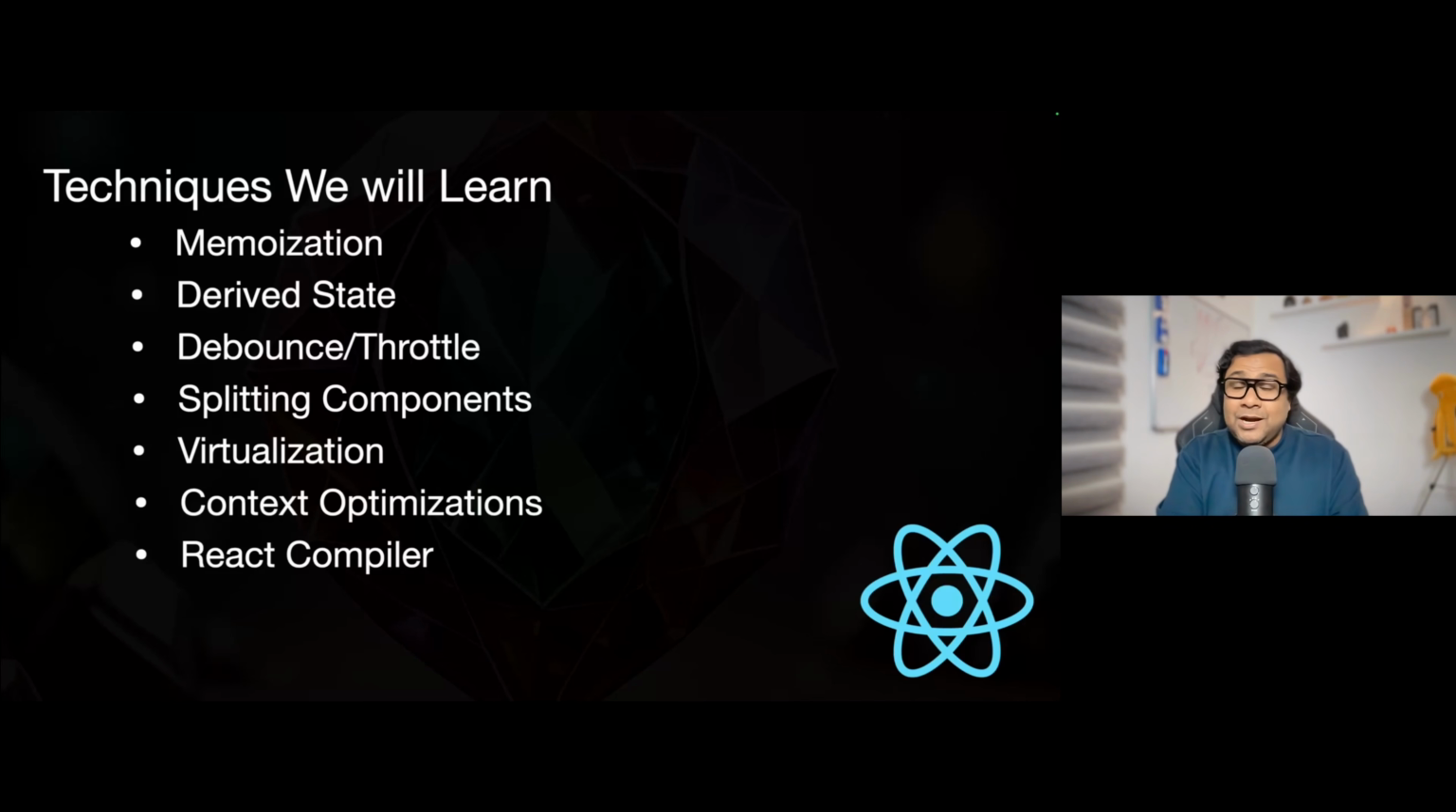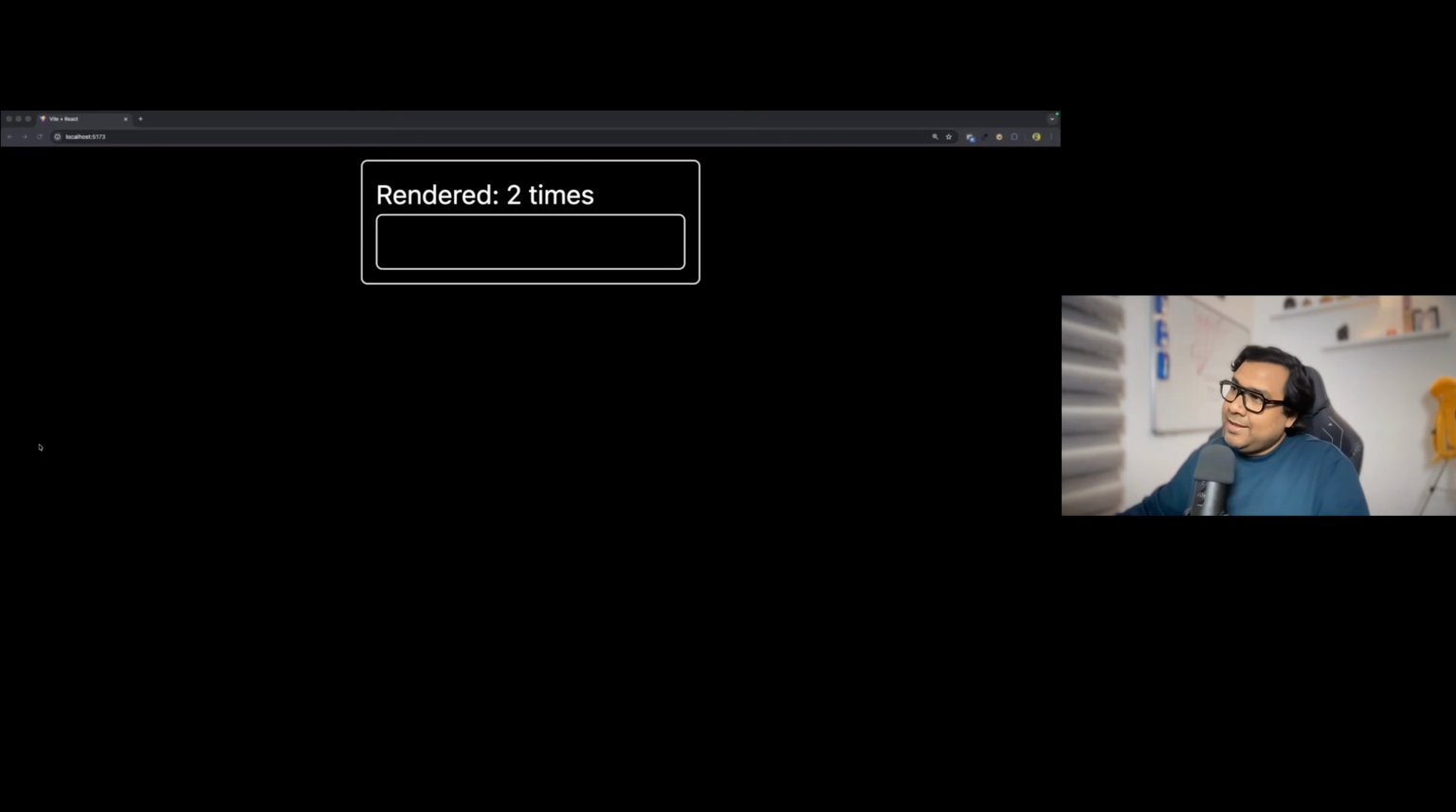Before we start talking about any techniques, it makes a lot of sense to look into re-rendering and take some examples. Here on your screen, you are seeing an application. This application is a combination of a parent component and a child component. This text box is part of the parent component. And on top of that, you are seeing something called "Rendered: 2 times". That is a child component.